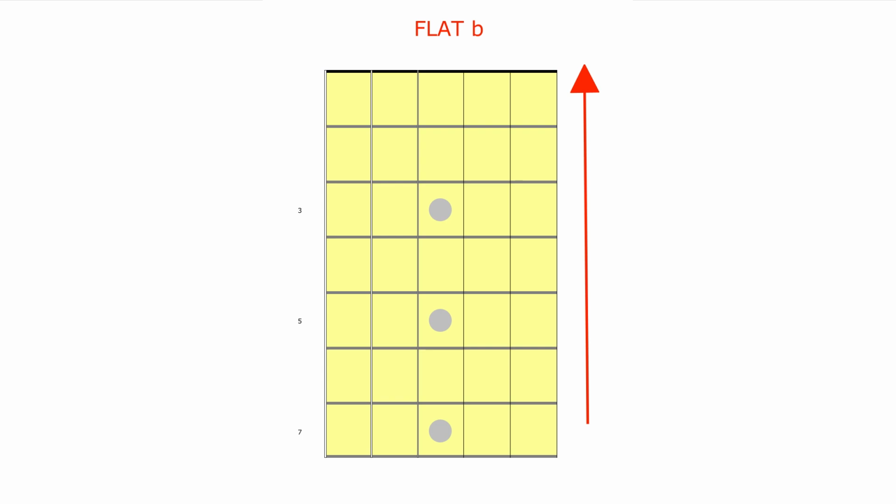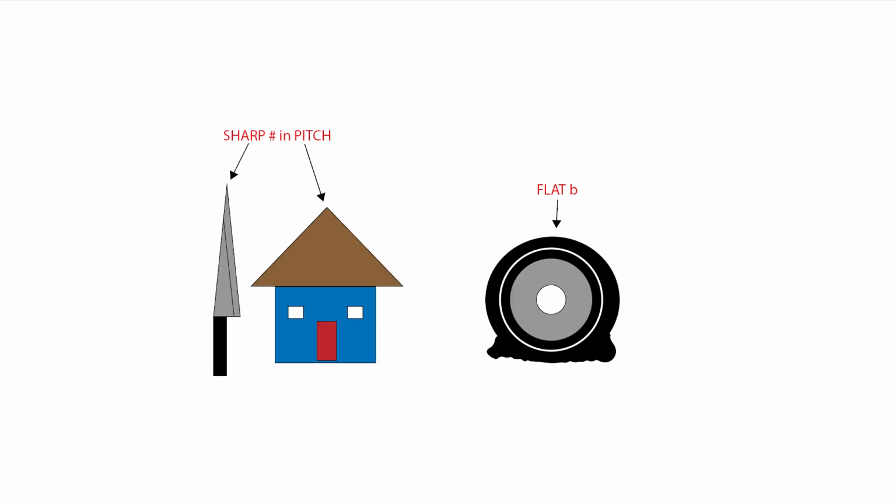Also, another way to think about flats and sharps is I like to think sharp in pitch, you're going higher in pitch, like to a point. Think like the pitch of a roof or the point of a knife. That's how I always think about sharp, is like the point of a knife. It's sharp, right? It comes to a pitch, it comes to a point, and it's sharp.